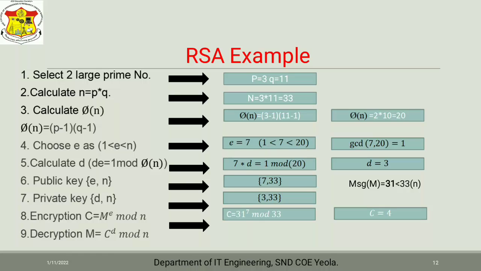After substituting all the values, we will get the value of C is equal to 4. Next, decryption. M is equal to C raised to D mod n. Put all the values of C, D and N and calculate the value of M, that is plain text message. M is equal to 31.